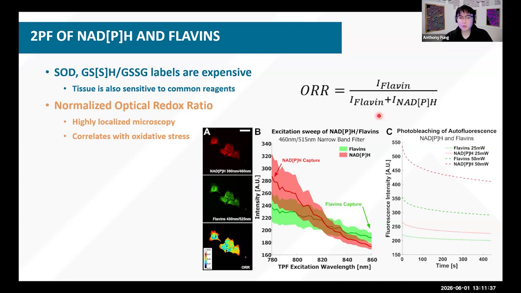FLIM, fluorescence lifetime imaging, takes us a step further. We can better resolve these pools, but this gives us at least an estimation of the oxidative stress within the sample.